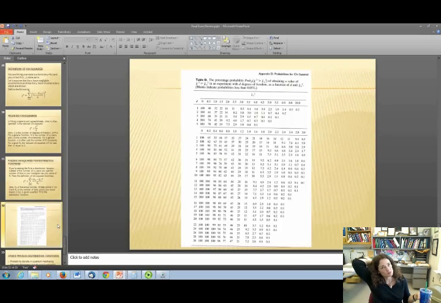This brings us to our last table, which is Appendix D, the probabilities for chi-squared. Here you take the value of the reduced chi-squared and compare that to the number of degrees of freedom. Then it's the percentage probability of obtaining a value that's greater than that threshold value given in the table.